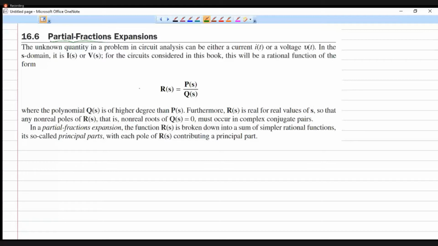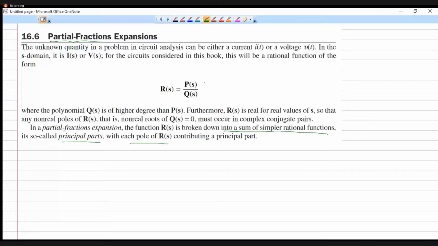So what we are trying to do in partial fraction expansion is break down this complicated function into a sum of simpler rational fractions. They are otherwise called the principal parts, and each pole will contribute to a principal part. So that I will try to explain.